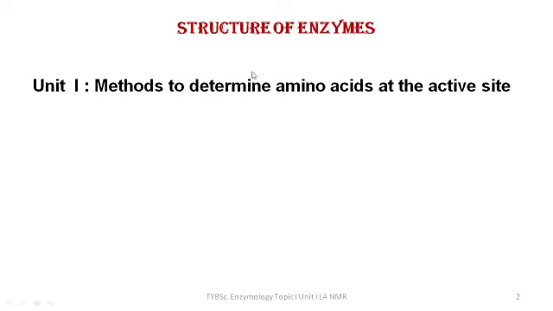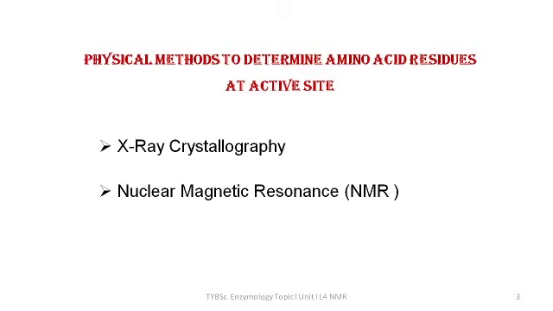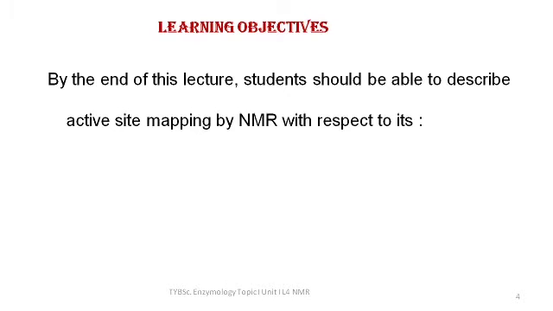In the structure of enzymes, we are going to study this topic with particular respect to the methods used to determine the amino acids at the active site of the enzyme. There are two types of methods, physical methods and chemical methods. The chemical methods we have already studied in our earlier lectures. Amongst the physical methods, X-ray crystallography also we have studied in the earlier lecture, and today we are going to study the details of nuclear magnetic resonance.